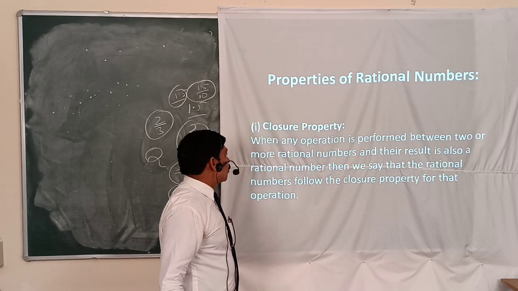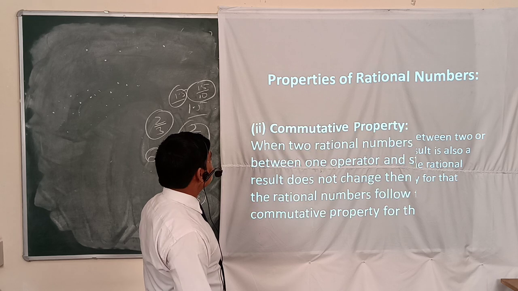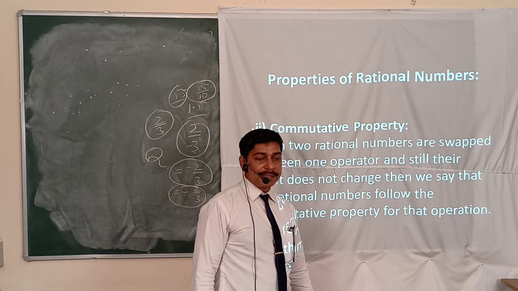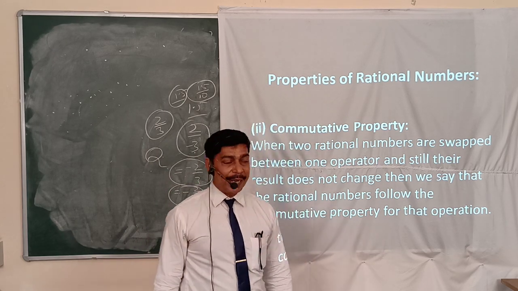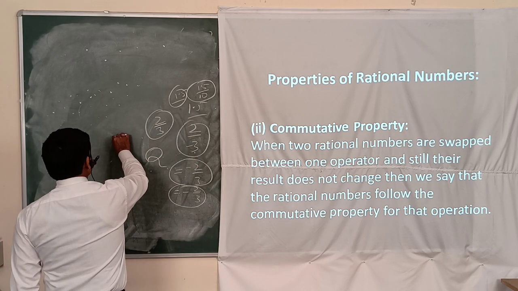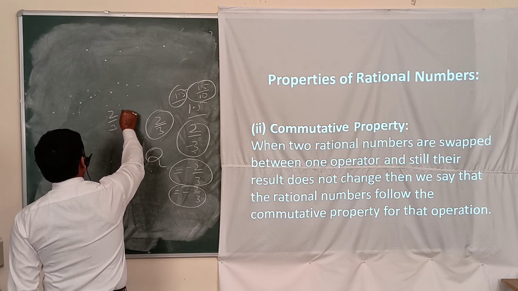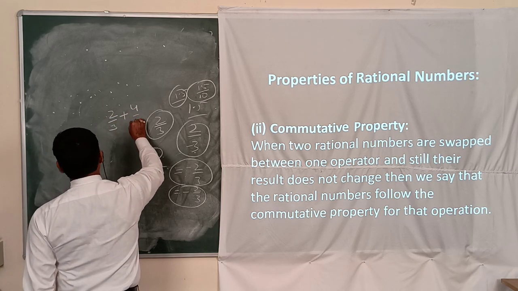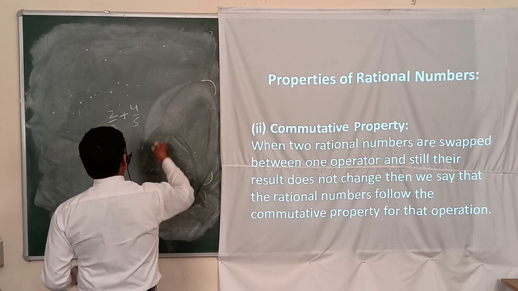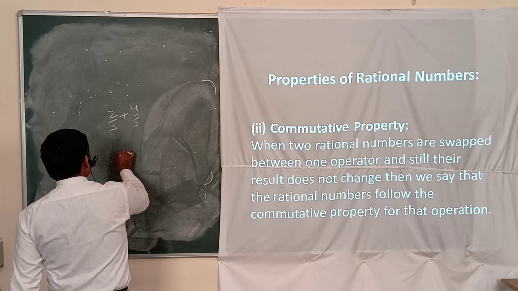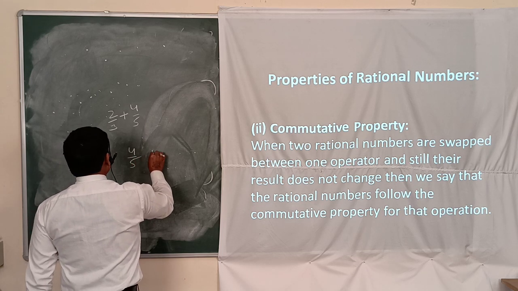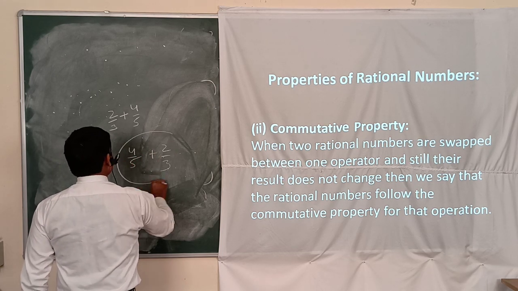If any of these operations are done with rational numbers, then the resulting number will also be a rational number. The next property is the commutative property. The commutative property tells us that if any two rational numbers are swapped around an operator, for example 2 by 3 plus 4 by 5, and the same is written in a different order, swapping the rational numbers, 4 by 5 plus 2 by 3, the result will be the same.